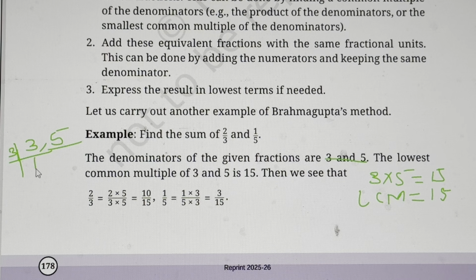3 ones are 3, 5 ones are 5. So 3 5s are 15, right? So unnecessarily doing all this. If you see they are co-primes, you simply multiply them, so you get the LCM.